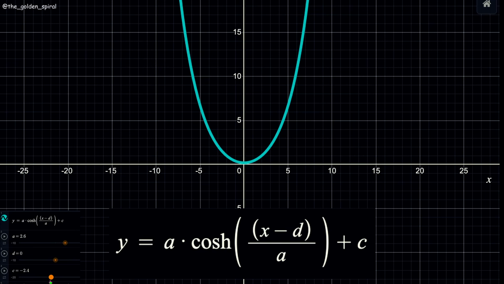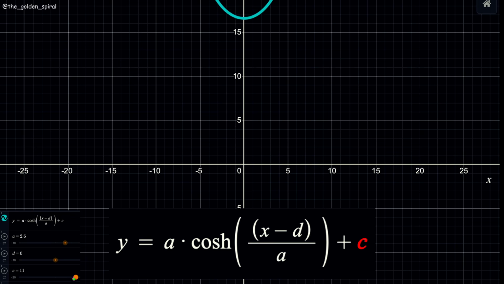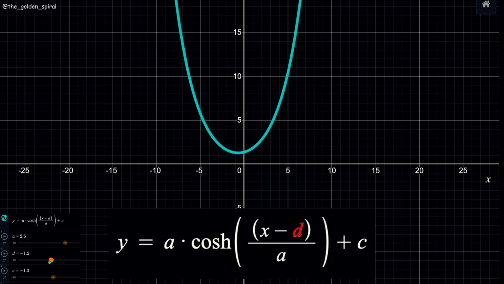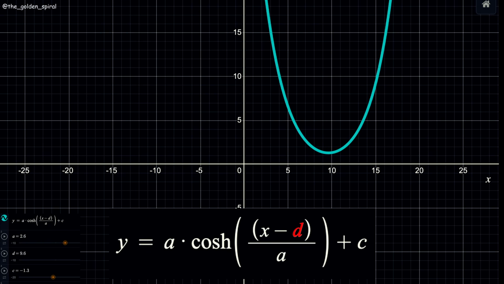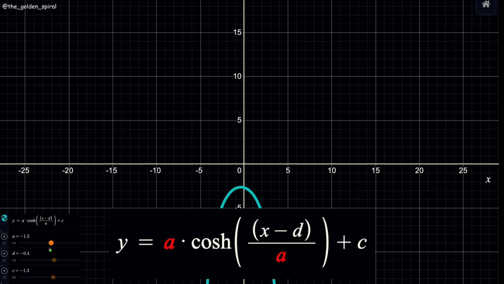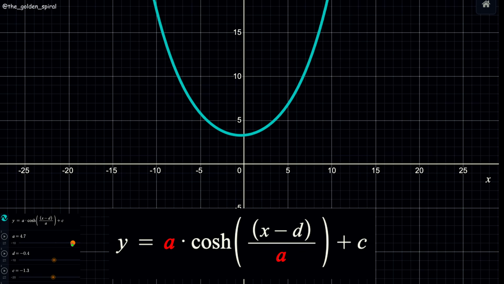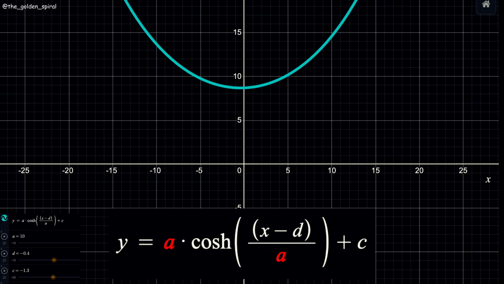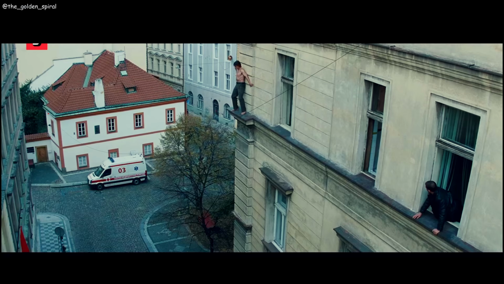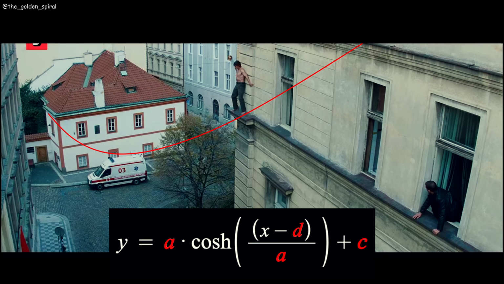In this function, this parameter c tells us how much the vertex is above or below the x-axis, and this d tells us how much it is to the left or right of the y-axis. This parameter a is something regarding this catenary curve. It tells us how much the curvature is bent. If a is too big, then curvature is less. If a is very small, then the curvature is very curvy, something like this. To find the equation of this wire, we need these three constants.